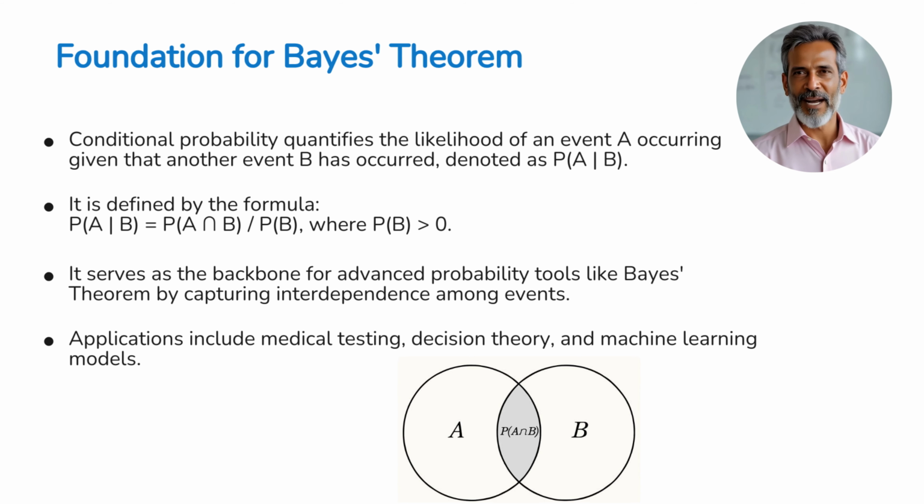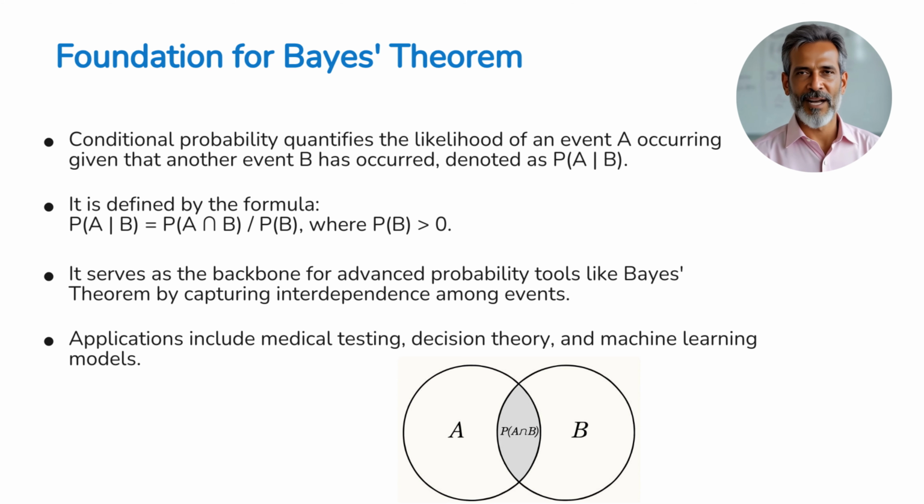Conditional probability helps us figure out how likely an event A will happen if event B has already occurred. We write it as P of A given B, or simply P of A vertical bar B. It's like saying, given that I know B has happened, what is the chance of A? Mathematically, conditional probability is defined by this formula. P of A given B equals P of A and B together divided by P of B. But remember, P of B must be greater than 0, otherwise the division can't happen.